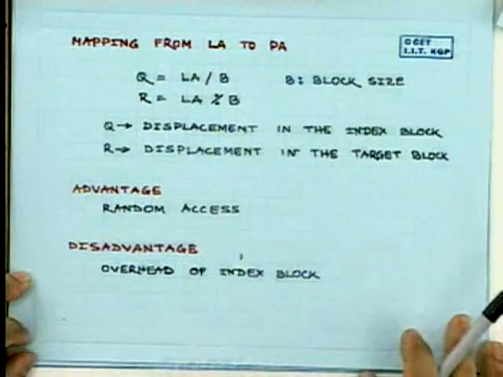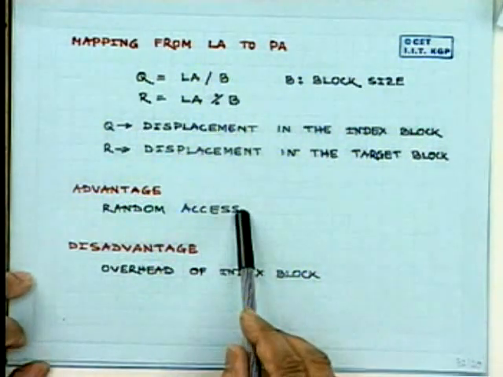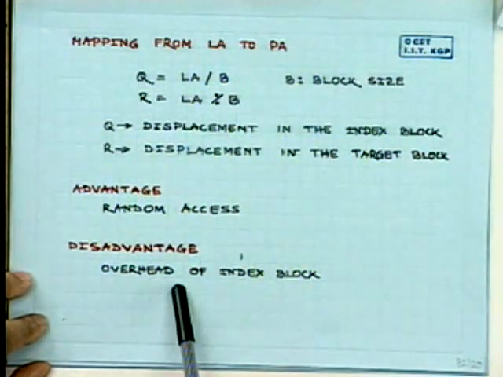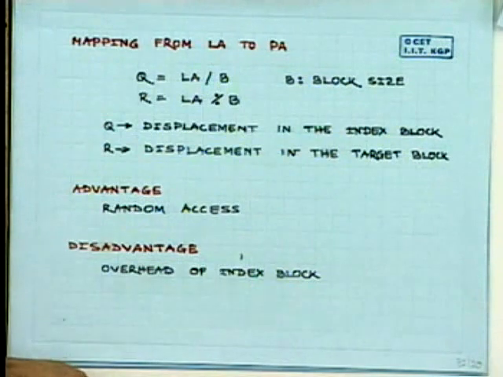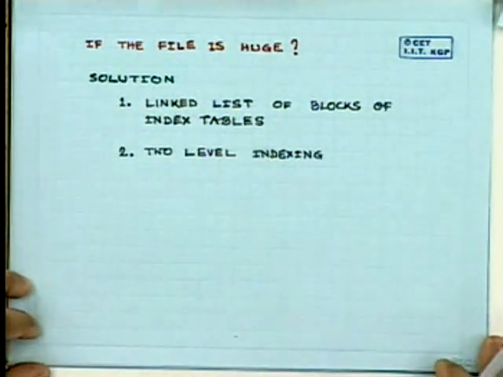Now, what is the advantage of it? The advantage is naturally the random access. We can get a random access over here. But the disadvantage is that the overhead of the index block has to be incurred for this kind of mapping. Now, one important thing let us address: if the file is huge, then what do I do?